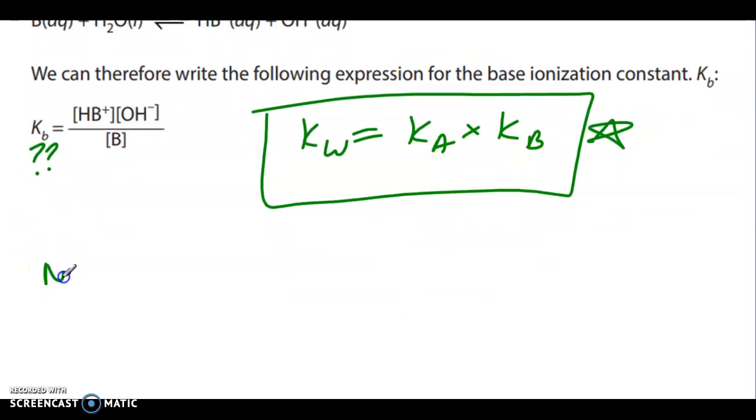So I'm going to write out our ammonia equilibrium so we can talk about this a little bit more in depth.